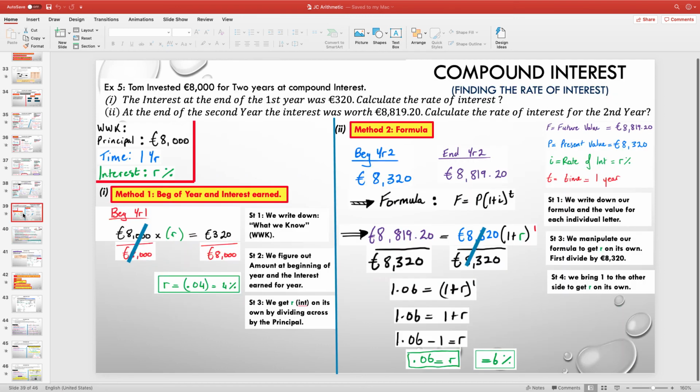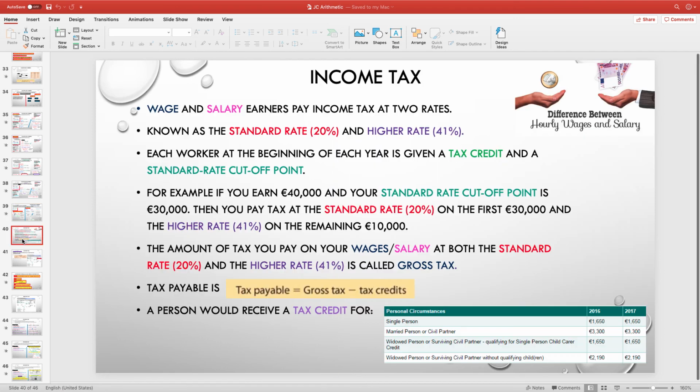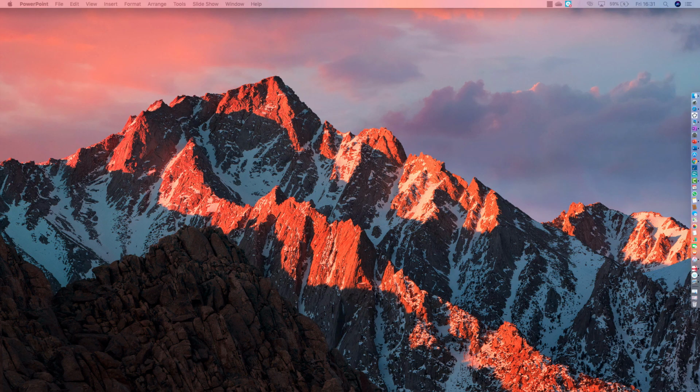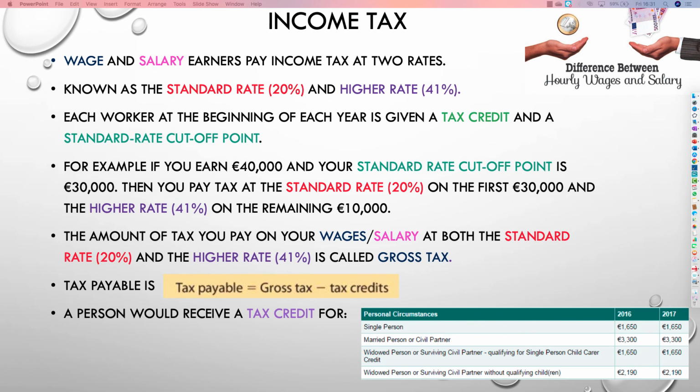So we did the compound interest last week in the formula and the different ways of doing it. So this week we're on to income tax. So this is business. Income tax. This is money that the government takes off us.